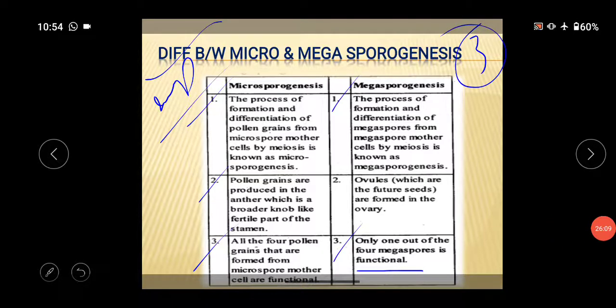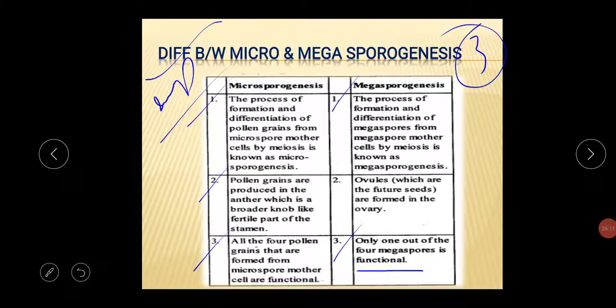From today's video we came to know several things. First, the development of the female gametophyte, the development of the ovule, the structure of ovule, the types of ovule with their formation, the megasporogenesis and its schematic pathway, and the last thing, micro and megasporogenesis. In our next video we will discuss the pollination process.